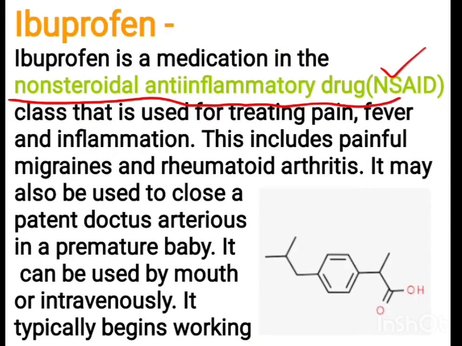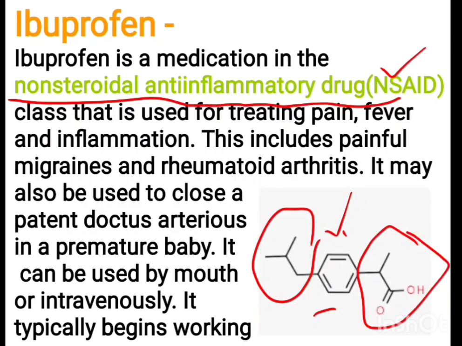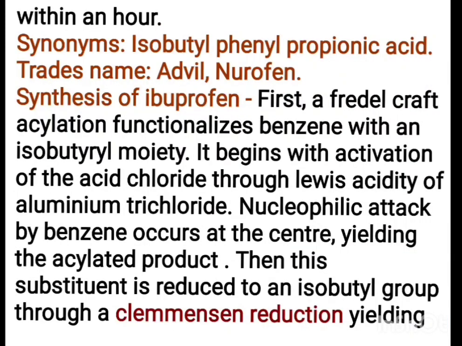So this is the structure of ibuprofen. Here is the benzene ring, and on either side there is a side chain. They are in para position to each other. It is used to close a patent ductus arteriosus in a premature baby. It can be used by mouth or intravenously. This is still about the consumption of the drug, and it typically begins working within an hour.